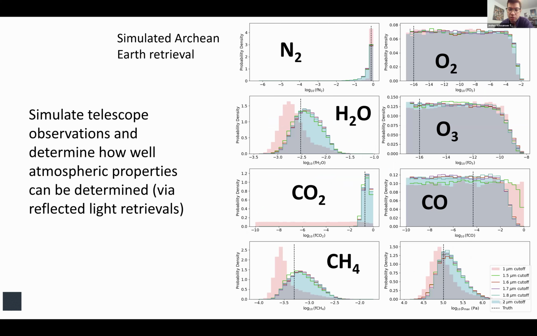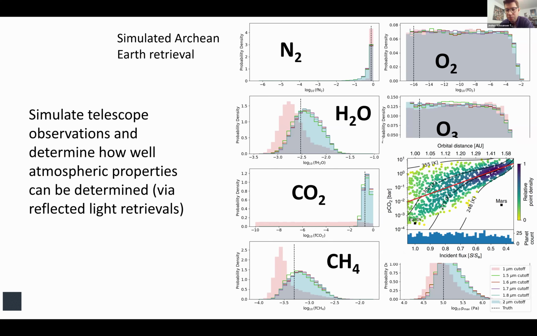And certainly for the Archean, where there is a lot of CO2 around, you could detect the CO2. Whether you could detect it well enough to detect these subtle trends that you might expect from the silicate weathering feedback is unclear, but you could certainly know that it was a fairly CO2-rich atmosphere.